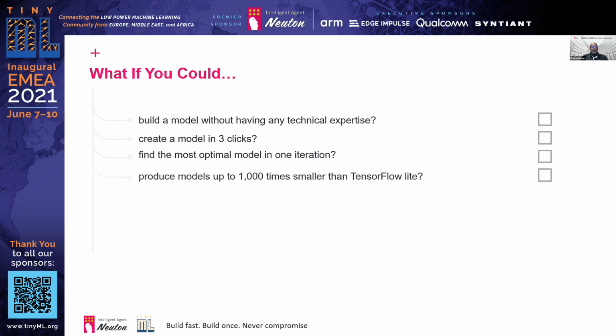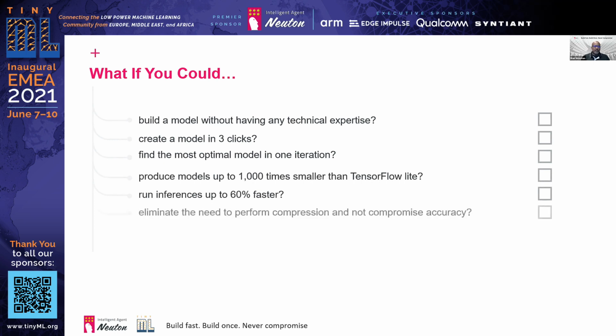What about if you could produce a model that was 1,000 times smaller than what you're doing today? If you're using TensorFlow, or TensorFlow Lite as an example, what if you could produce a model in one iteration that is 1,000 times smaller than what you're accomplishing today? What if you could run inferences up to 60% faster after that one iteration? Would that be something you would be interested in? What about if in that one iteration, you could eliminate the need to perform any compression? No pruning, nothing, and not compromise accuracy. Would you find that interesting?